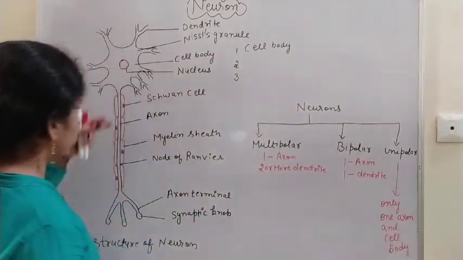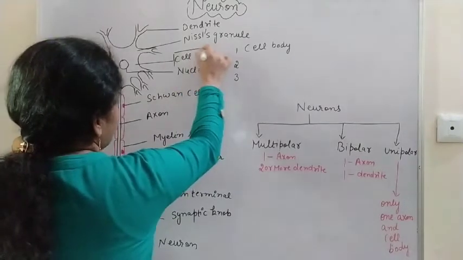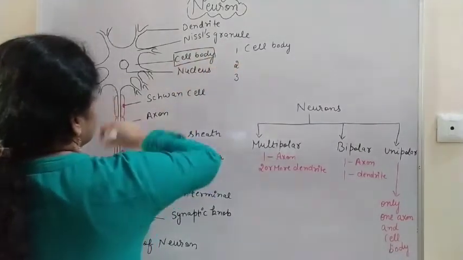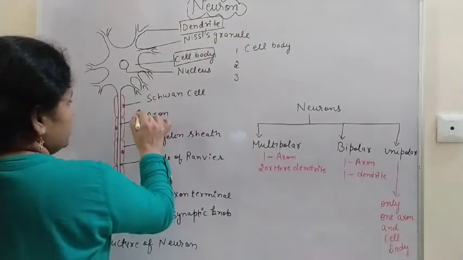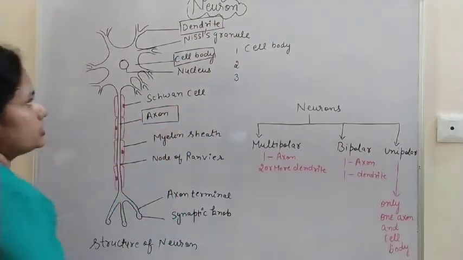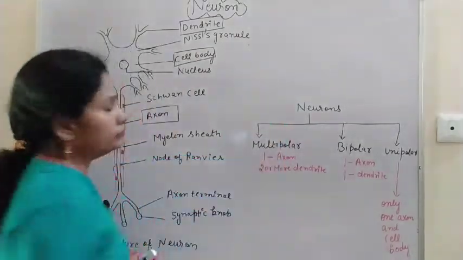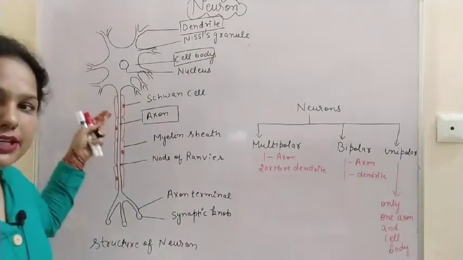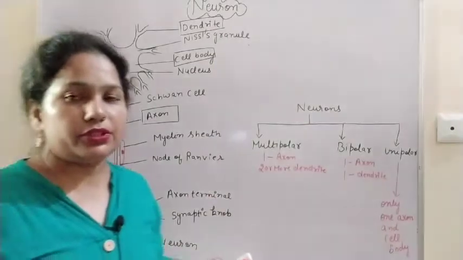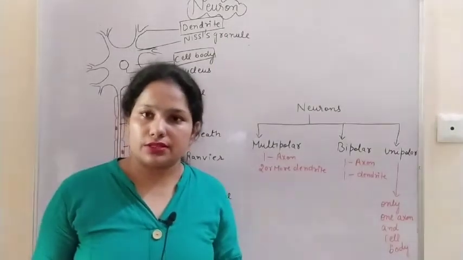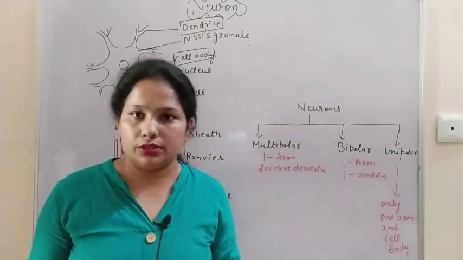A typical neuron consists of three main parts. First, the cell body. Second, dendrite, and the third is the axon. These are the three main parts of a neuron. Neuron is the longest cell present in our body, and it helps in the transmission of the message from one part to another part of our body.